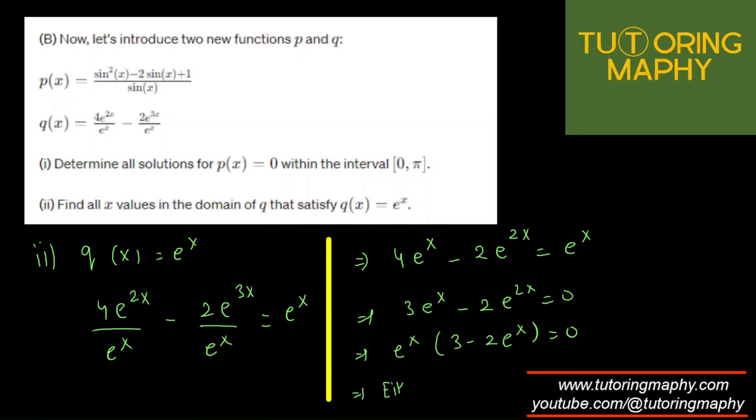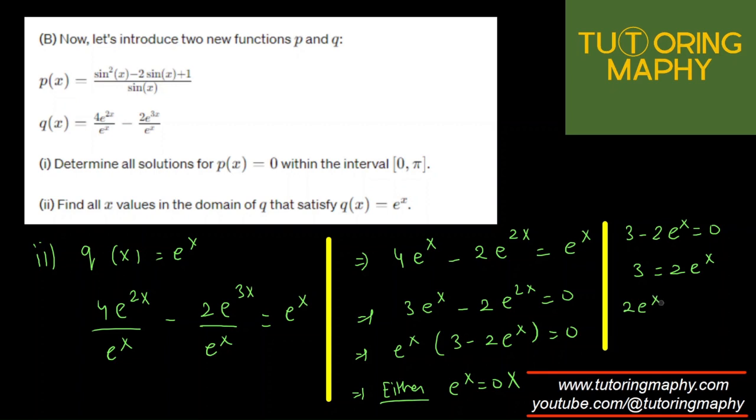So we are left with e raised to x times (3 minus 2 times e raised to x) is equal to 0, which means that either e raised to x is 0, which is just not possible, right? Because the exponential function is never 0. It's always positive, e raised to x. So that's not possible. And the other possibility is the other factor, which is 3 minus 2 times e raised to x is 0, which means that 3 is equal to 2 times e raised to x. Let's flip it. 2 times e raised to x is equal to 3. So e raised to x is equal to 3 over 2.